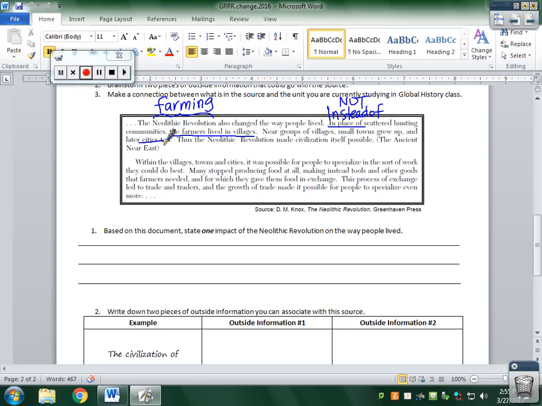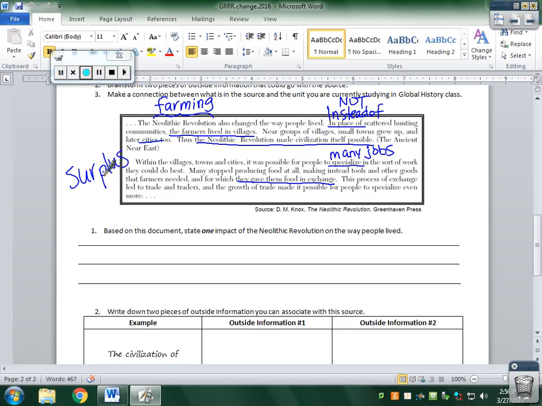Thus, the Neolithic Revolution made civilization itself possible. Wow, it's a big, big deal. Within the villages, towns, and cities, it was possible for people to specialize in the sort of work they could do best. So specialize, if you remember specialization, people had many different kinds of jobs. Many stopped producing food at all, making instead tools and other goods that farmers needed, and for which they gave them food in exchange. This is a result of the surplus that comes from farming.